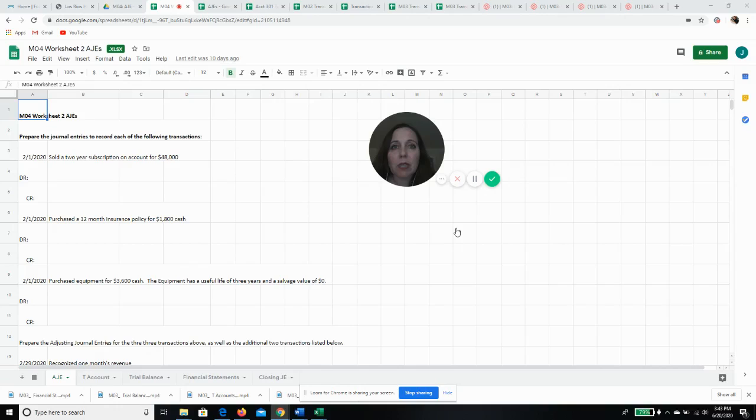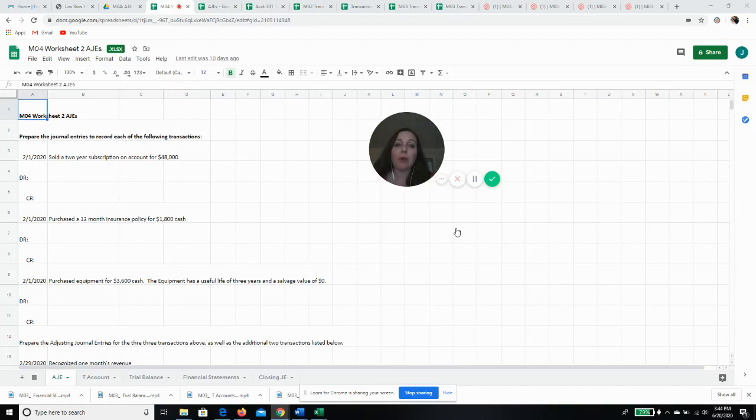We're going to start by booking some AJEs. Then the second step is we're going to take those AJEs and add them to the T accounts we created in module 3. And then we're going to create a trial balance and financial statements, as well as doing closing journal entries.